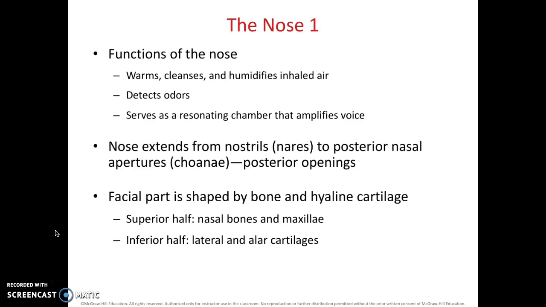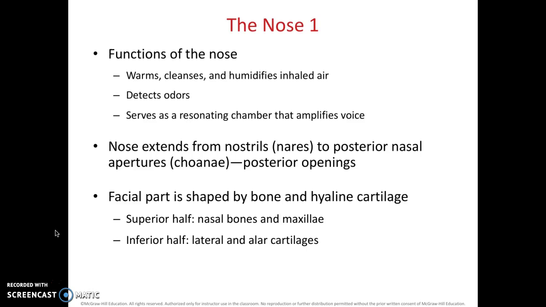So the nose is an organ you should be pretty familiar with because you see it every day, hopefully. So the functions of the nose are to warm, cleanse, and humidify inhaled air, to detect odors, and to serve as a resonating chamber that amplifies your voice. Think about when you have a cold and how your voice is impacted when you're stuffed up.